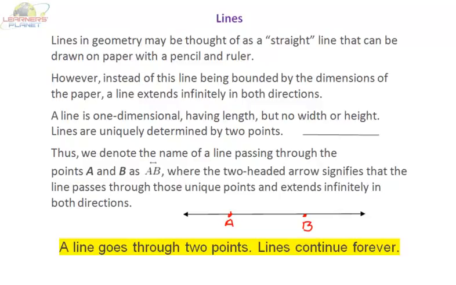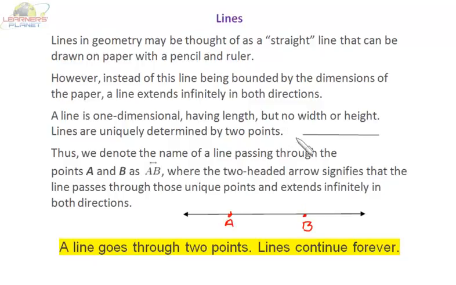Now let's discuss lines. A line in geometry may be thought of as a straight line that can be drawn on paper with a pencil and a ruler. Or we can say a line is a collection of points that goes endlessly in both directions along a straight path. That means it is extending infinitely in both directions. A line is one dimensional. It has length but no width or height.